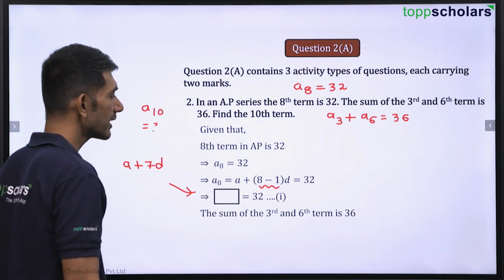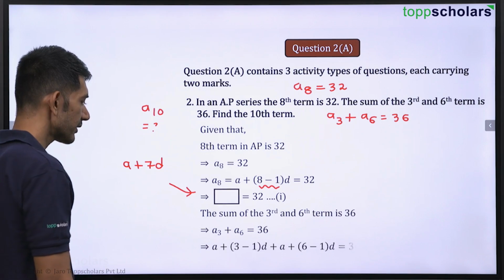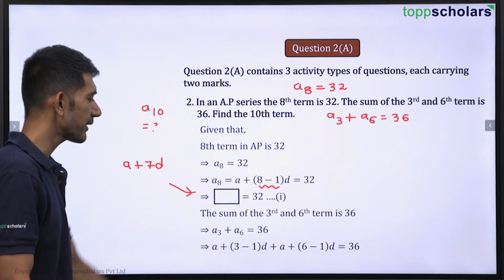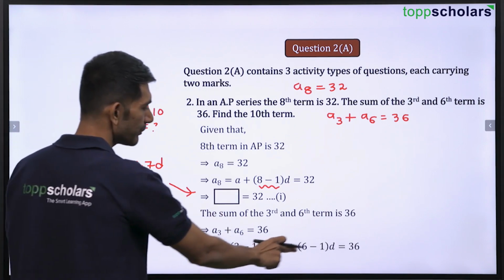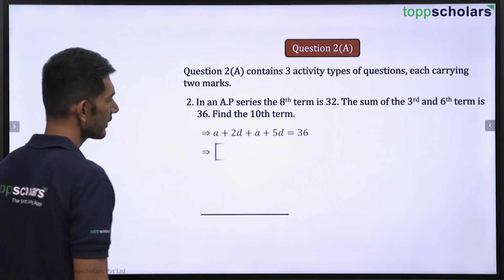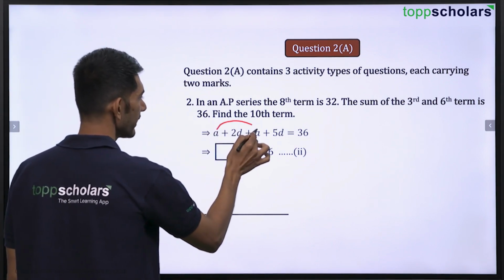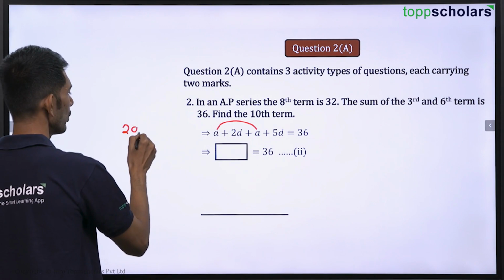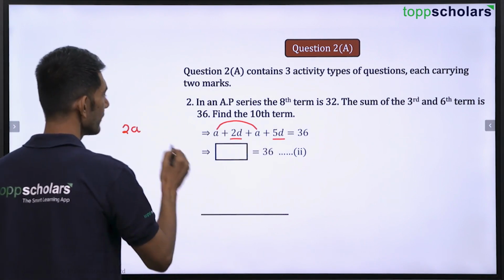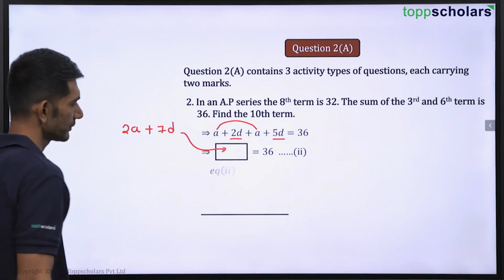The sum of the 3rd and 6th terms is 36. So A3 plus A6 is 36. A3 is what? A plus 3 minus 1 into D. A6 is what? A plus 6 minus 1 into D. That is A plus 2D plus A plus 5D. Okay. Now solve this carefully. A plus A, 2A, 2D plus 5D, 7D. This goes inside this box.